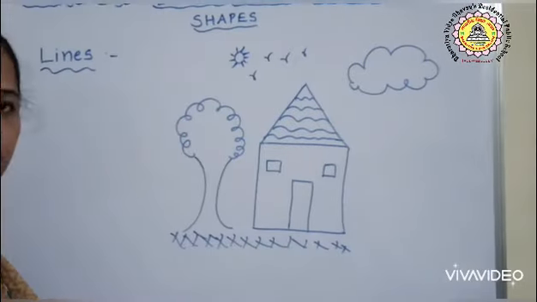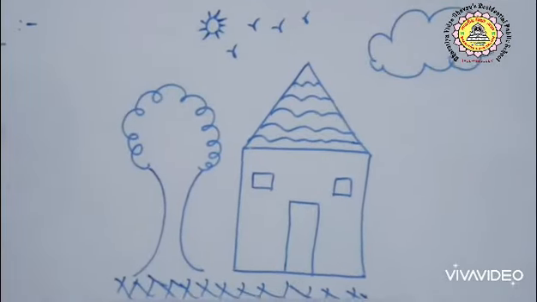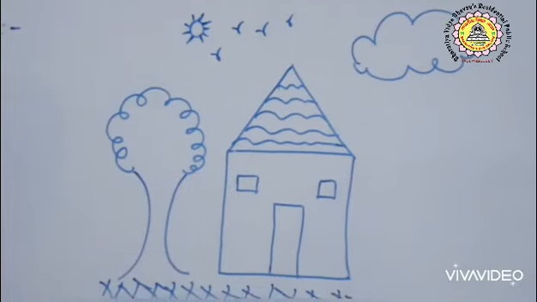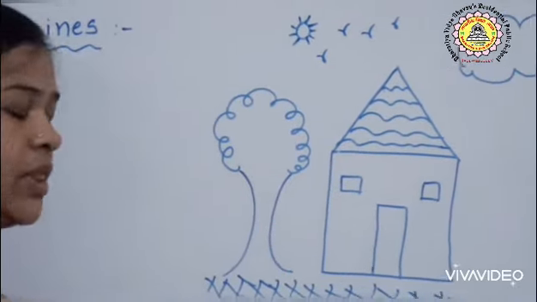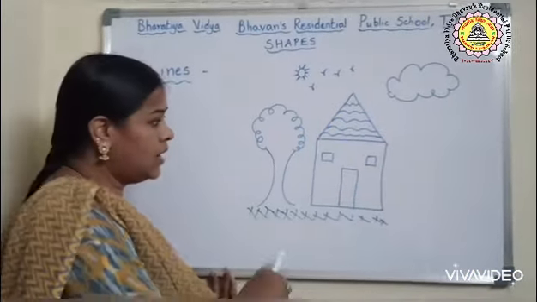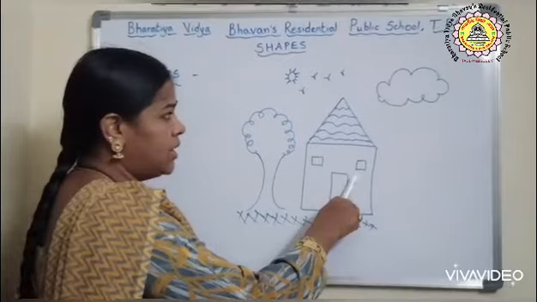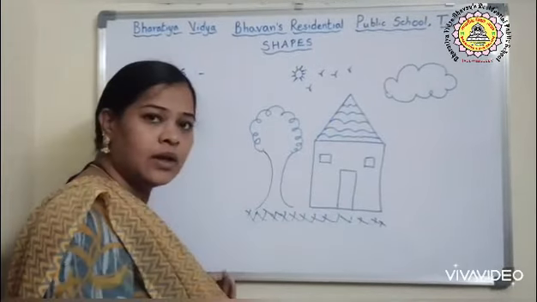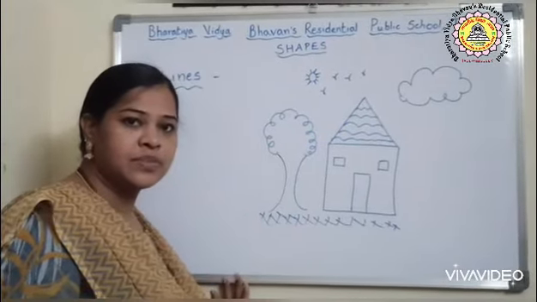See here, children, now we got a wonderful drawing with these lines. That means with the help of lines we can get shapes also. See here, we got different shapes. Am I right? Now let us learn shapes.